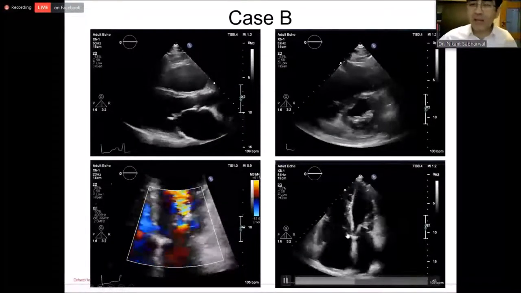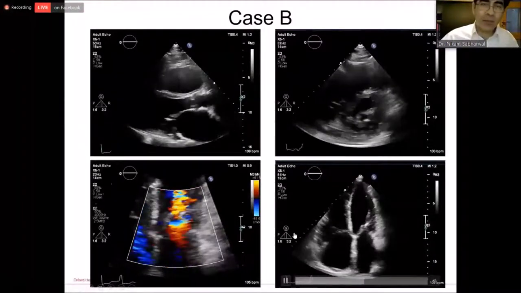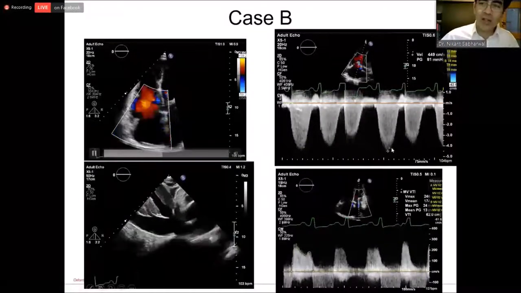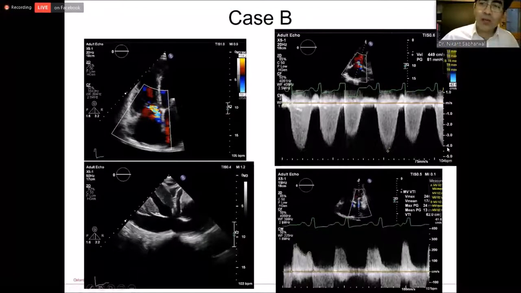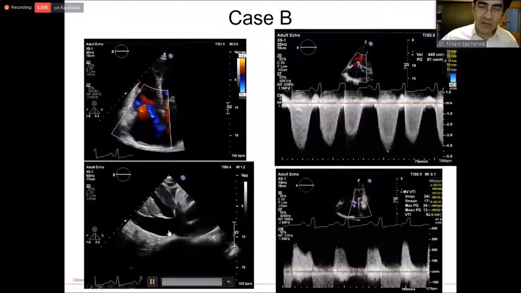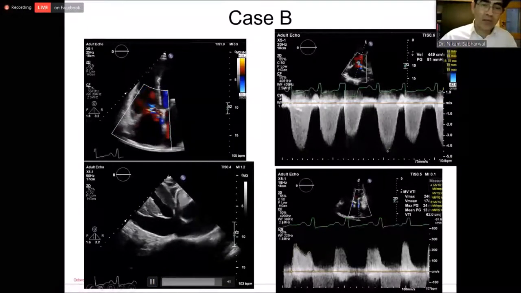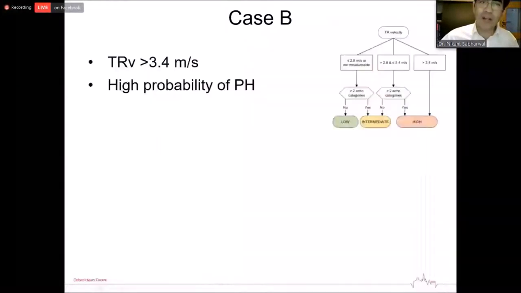So we have some criteria straight away that suggests this patient has some pulmonary hypertension. There's clearly tricuspid regurgitation. When we measure the TR velocity, it's well over 3.4 meters per second. So straight away into the high risk group. The IVC is dilated. There's less than 50% change in respiration. So this again is a very straightforward example of following the guidelines.